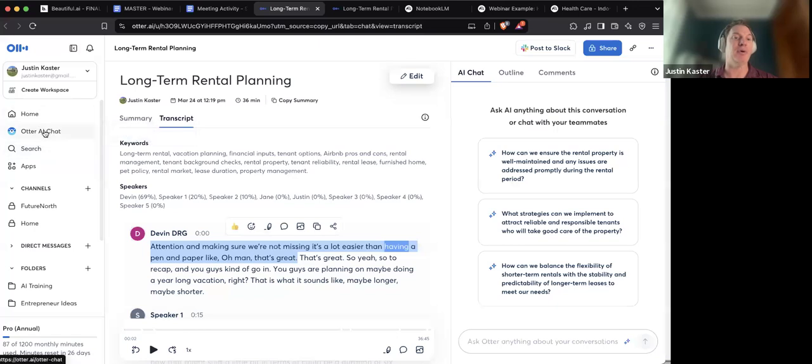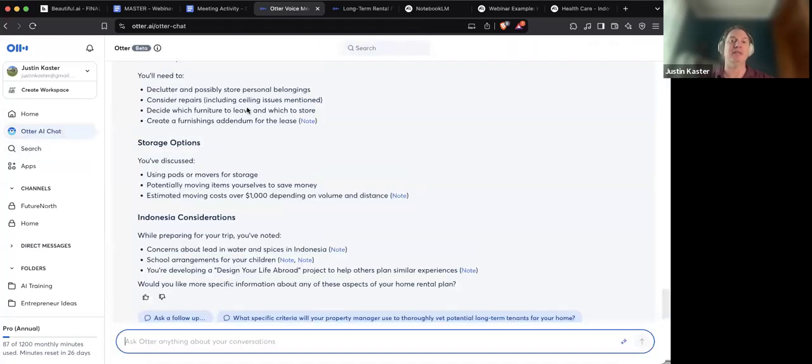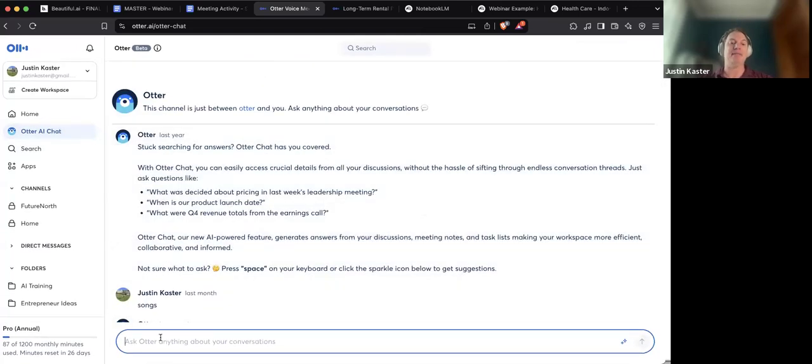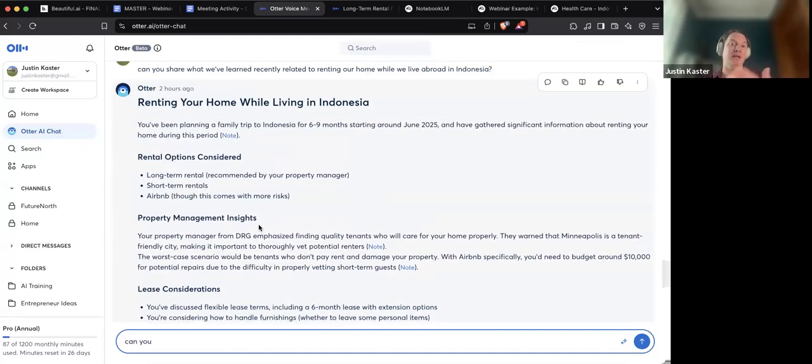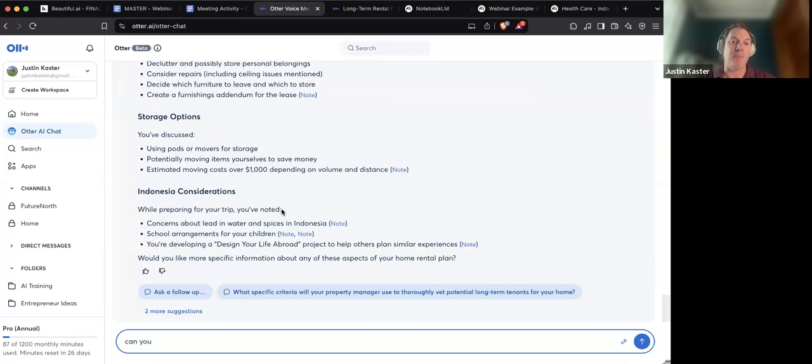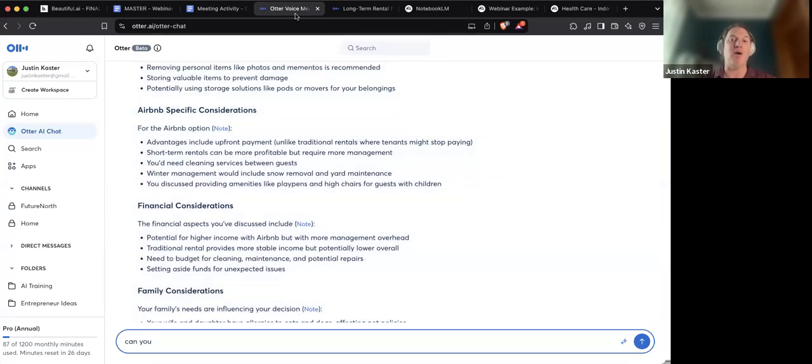One of the things I think is really interesting about these tools is, let's say I have multiple meetings. One of the use cases that's really powerful is customer research and interviews, which I use it for. And I can ask Otter everything I learned on that topic. I did an example here. I asked it, what was everything we learned about renting our home in Indonesia? And it gave the summary from all the conversations we've had in that process. So these are powerful tools that can help with that step in the process.